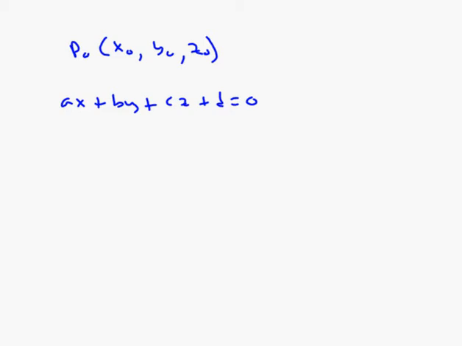Now, the easiest case would be if the point is on the plane and the distance is 0. You could just always start by checking. Take x0, y0, z0, sub it in here, and see if you get 0 back as an answer. If you did, then you know the point is on the plane, and therefore the distance that you're interested in is 0. I'm more interested in the problem where the point's not on the plane.